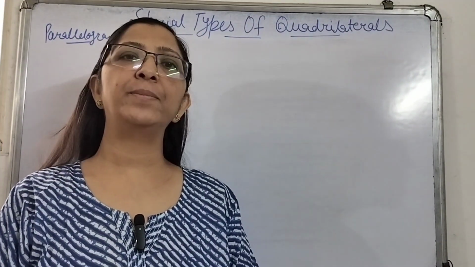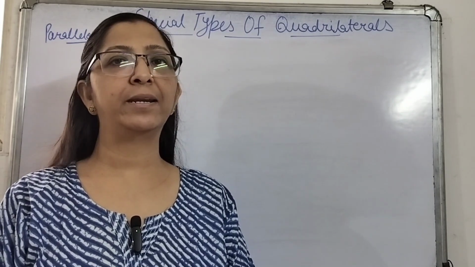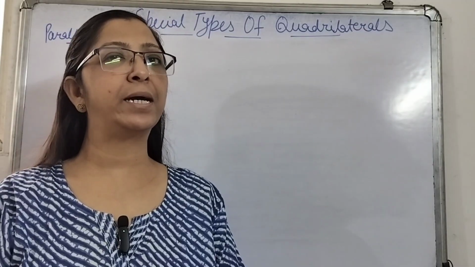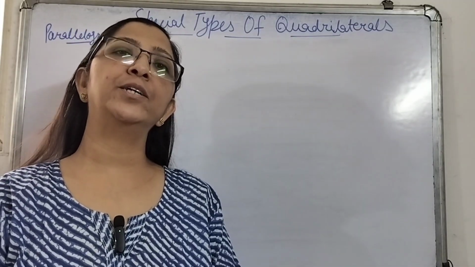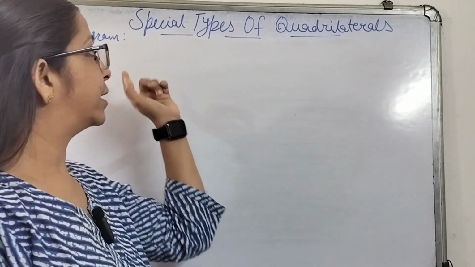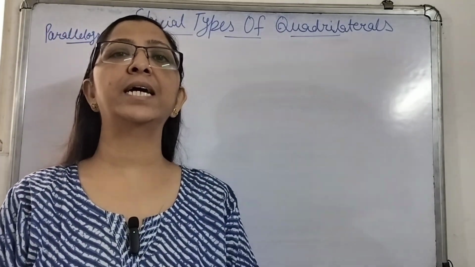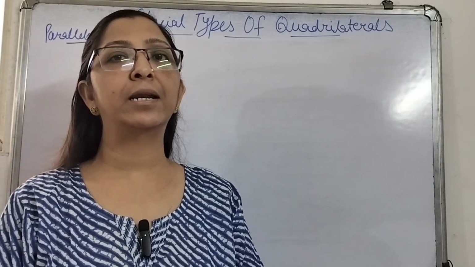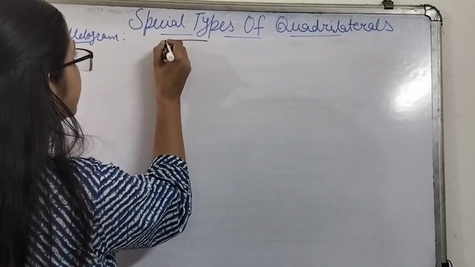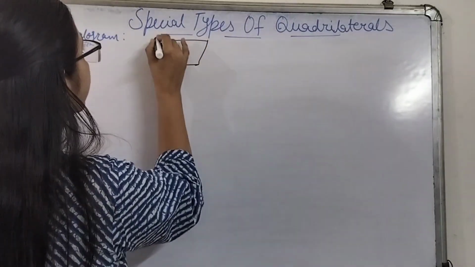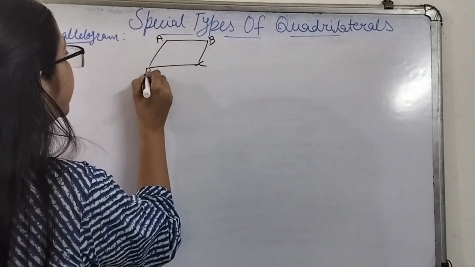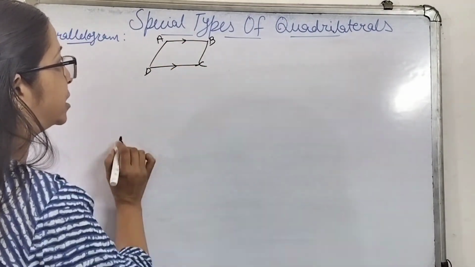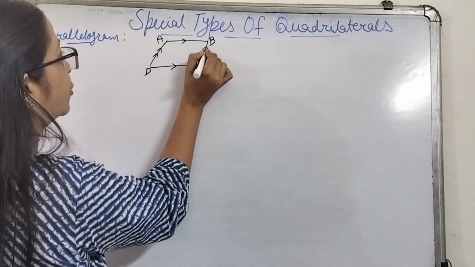Now let's understand what a parallelogram is and what the properties of a parallelogram are. In the case of a trapezium, we were saying that only one pair of opposite sides is parallel. If this is the condition, then the quadrilateral is a trapezium. But in the case of a parallelogram, if both pairs of opposite sides are parallel to each other, then we say such quadrilaterals are parallelograms. So if ABCD is a parallelogram, then both pairs of opposite sides will be parallel to each other. That means AB will be parallel to CD and AD will be parallel to BC.